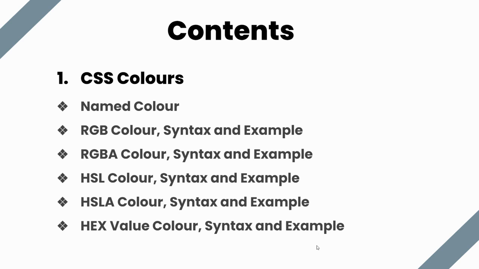So the two of them are basically the same, just that the HSLA has an added parameter where the A stands for alpha. So we would know what the alpha in this particular color format represents when we get there. And lastly, we have the hexadecimal value color.